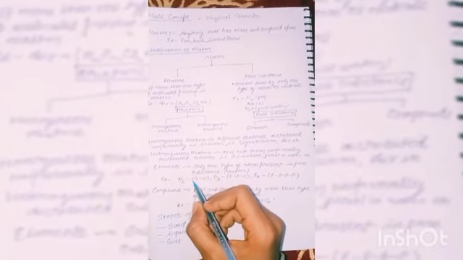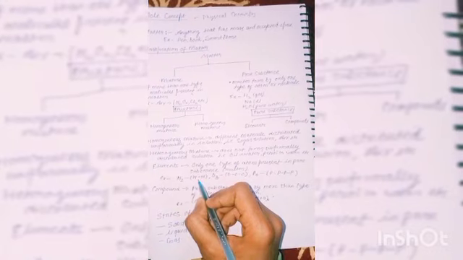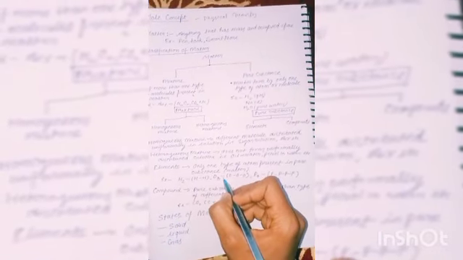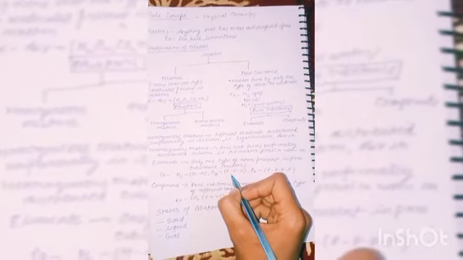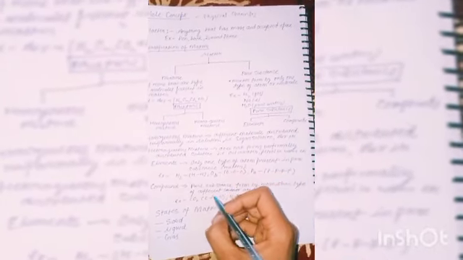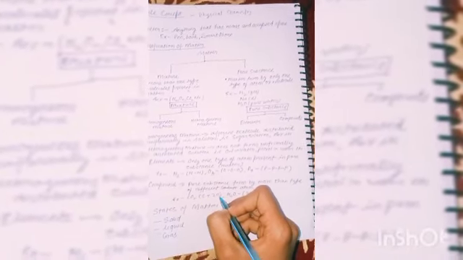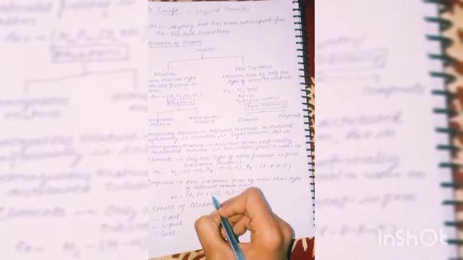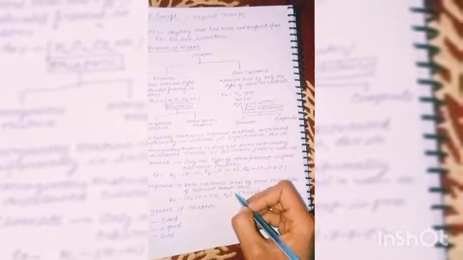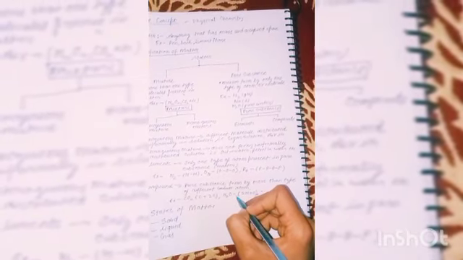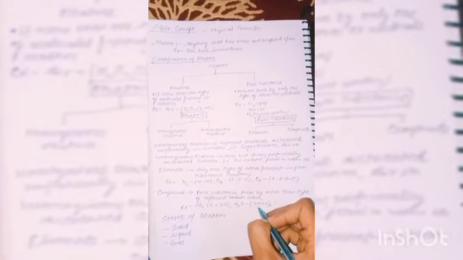Like in elements, for example hydrogen H2, here two atoms of hydrogen only. O3 ozone, here three atoms of oxygen only. And now comes to compounds. Here CO2, one atom of carbon plus two atoms of oxygen combined to form CO2. And in H2O, two hydrogen atoms and one oxygen atom make H2O.